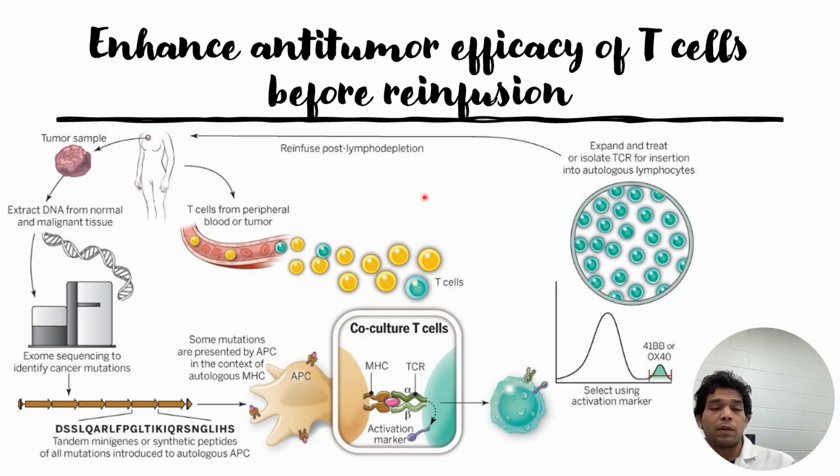So in order to make sure that tumor regression occurs to its maximum possible extent, it is best to have T cells that are activated and have the information about the mutations that are present within the patient, against which these T cells are going to be reinfused. So this is just a brief blueprint of how to increase the anti-tumor efficacies or customize these based on the mutations that are present within the patient.